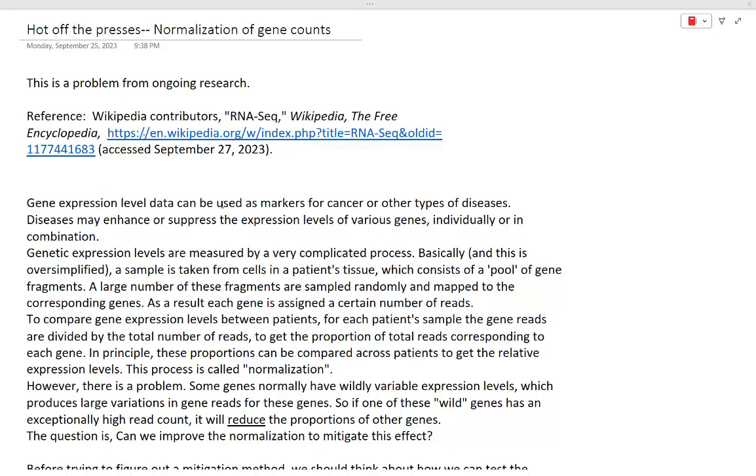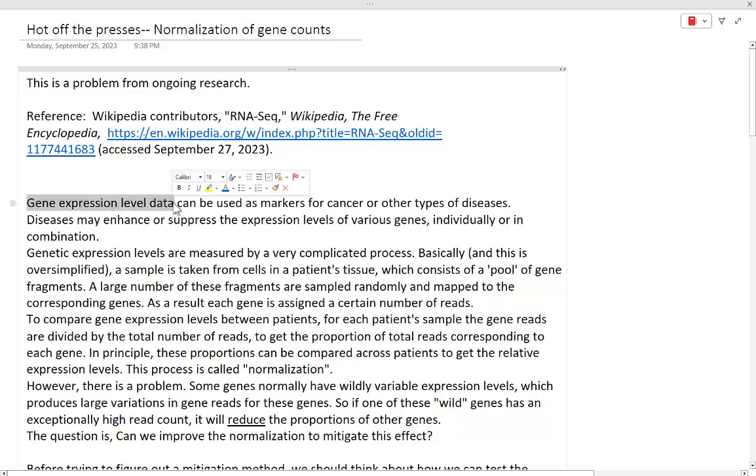Now, gene expression level data can be used as markers for cancer or other types of diseases. Cancer causes uncontrolled reproduction, so sometimes certain genes are expressed more than usual or less than usual because of cancer. So diseases may enhance or suppress the expression levels of various genes individually or in combination. Right? So gene expression level data is a list of genes and a number, which is the number of times that gene is expressed when the chromosome is reproduced.